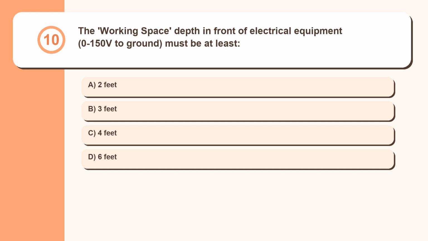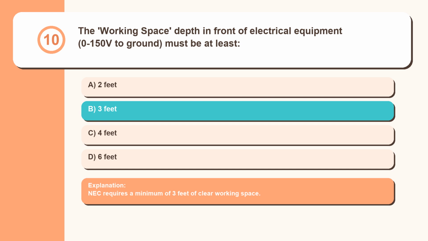Question 10. The working space depth in front of electrical equipment, 0-150 V to ground, must be at least 2 feet, 3 feet, 4 feet, 6 feet. NEC requires a minimum of 3 feet of clear working space.